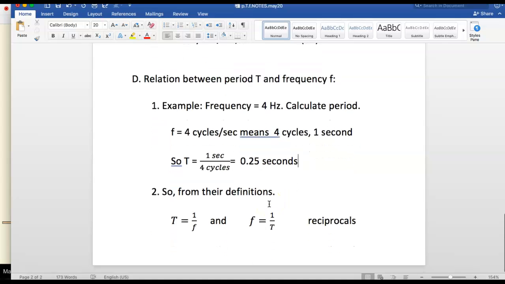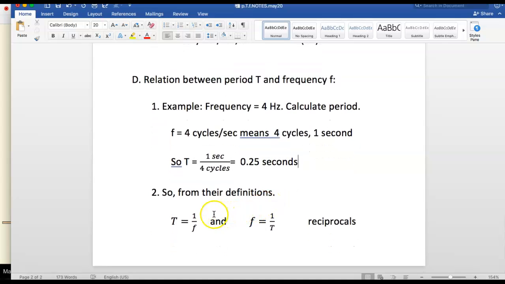So from their definitions of what they mean, period is 1 over frequency, and frequency is 1 over period. And you see how that would work up here. If I gave you a frequency of 4 and I said calculate the period, you could go to this equation here. If I gave you that the frequency was 4, that's giving you the f is 4, and you would put that in here, and you get that the period is 1 over 4, which is 0.25 seconds.